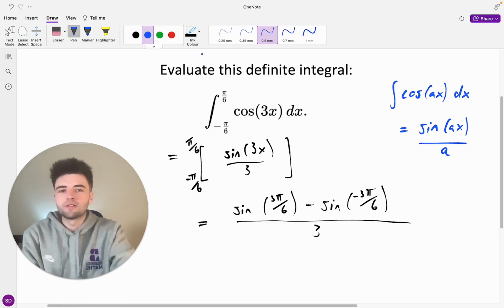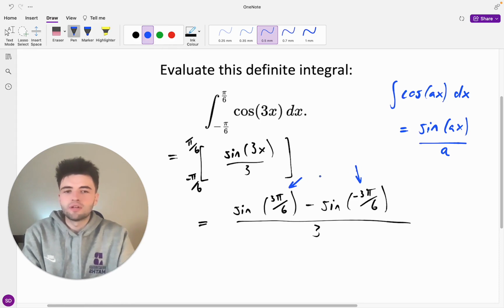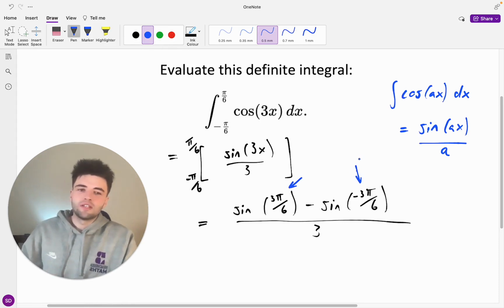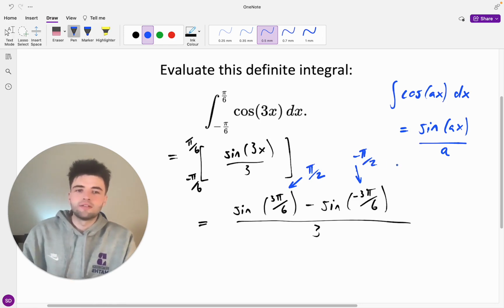And we can also simplify both of these inside the sine functions. It's not really necessary to plug this into the calculator. It's going to understand 3 pi over 6 just fine, but we can also do this if we want to, and we're going to end up with pi over 2 in our first bracket and minus pi over 2 in our second bracket, or our second sine function.